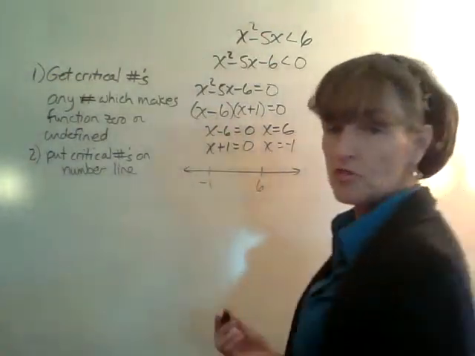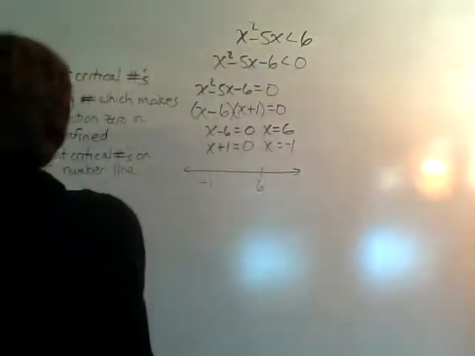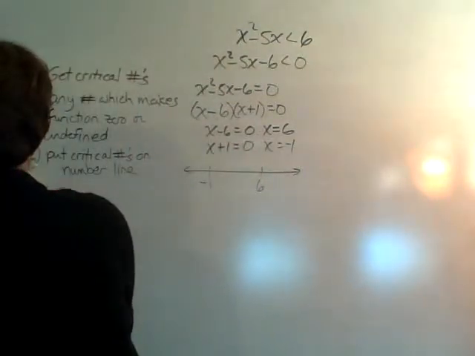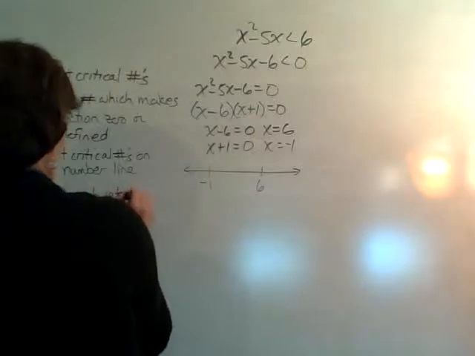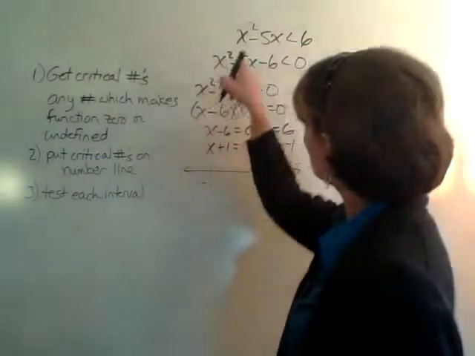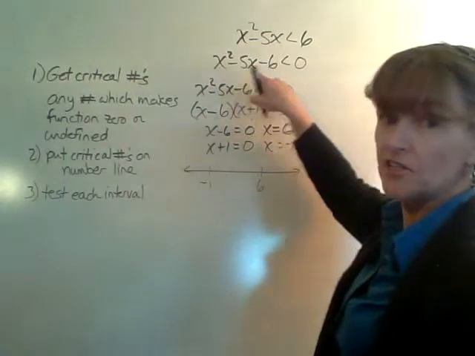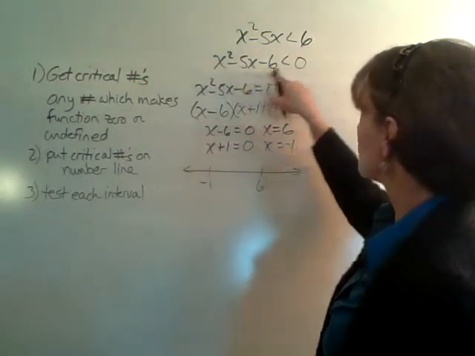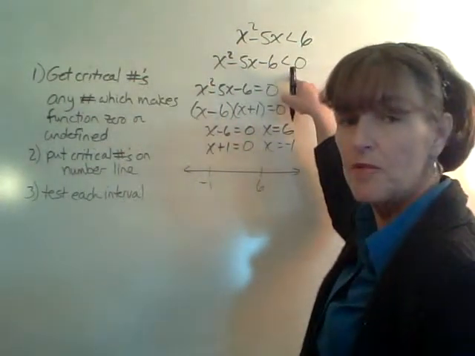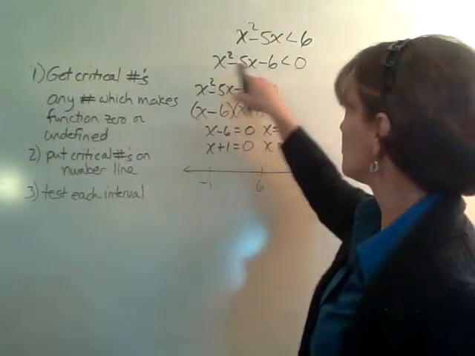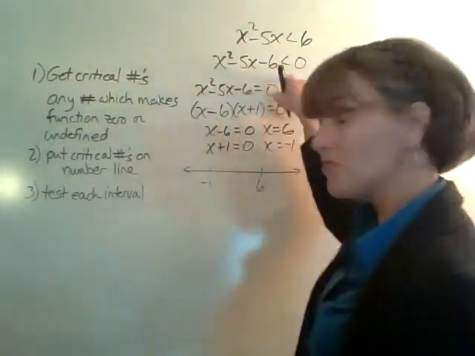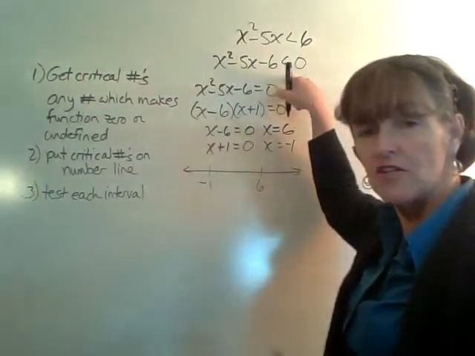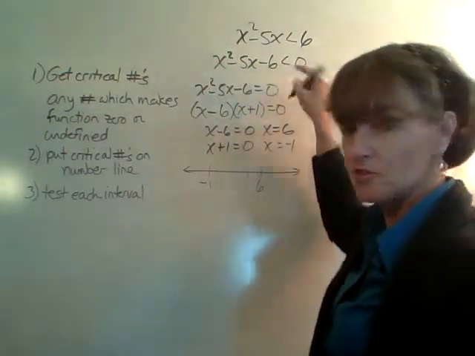The third thing I'm going to do is test each interval. I test each interval by picking a number in that interval and putting it into the inequality. I can use either the original inequality or this one where I've moved the 6 over. It's easier to use this one. I'll take a number from each section, put it in here, and see if it makes it true. If it does, then those numbers are part of my solution set.